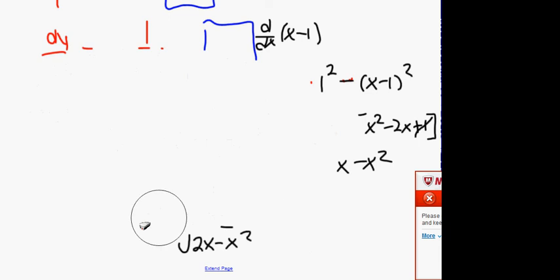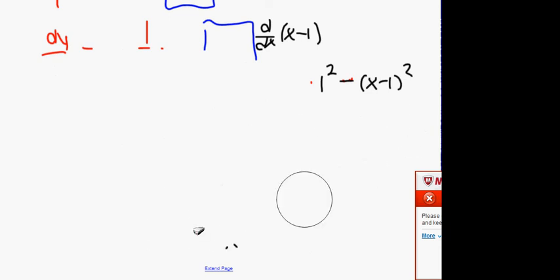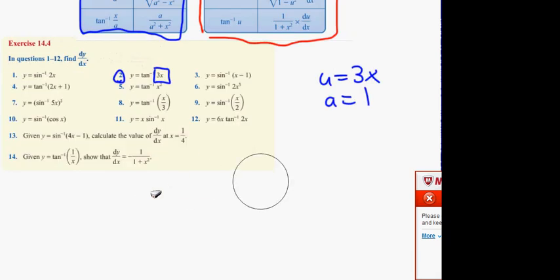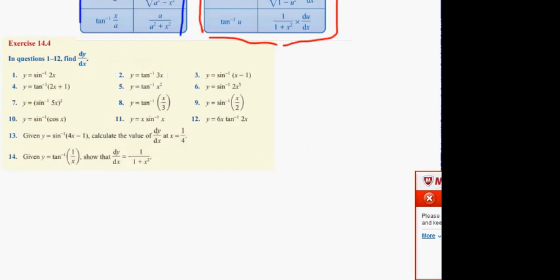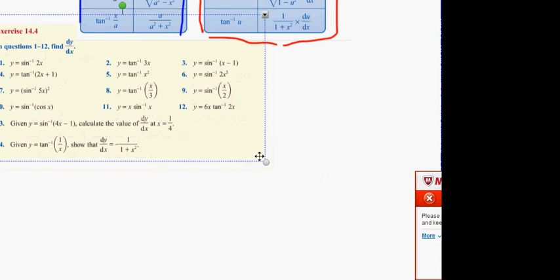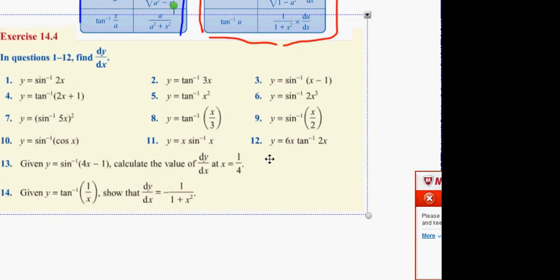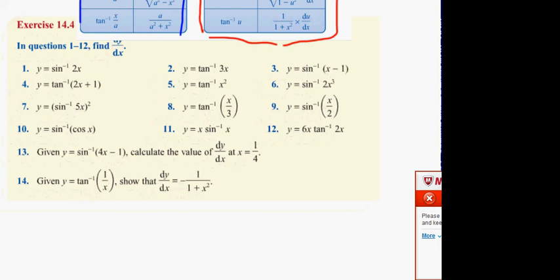The next one I'll try is question 7. Okay, now question 7 is quite a difficult question. Is there any fraction ones? Not yet. Okay, shh. Look at question 7, guys, okay?